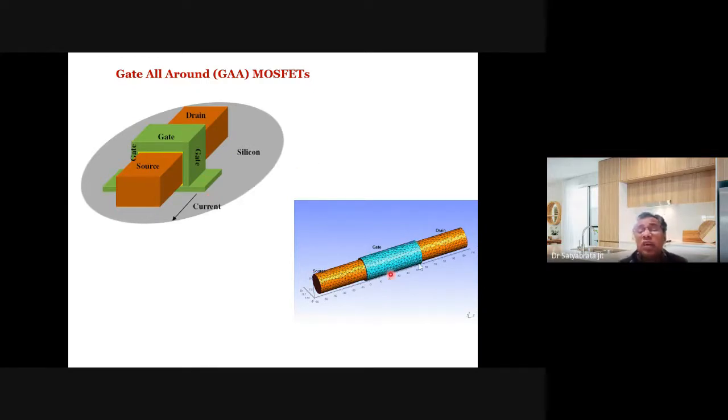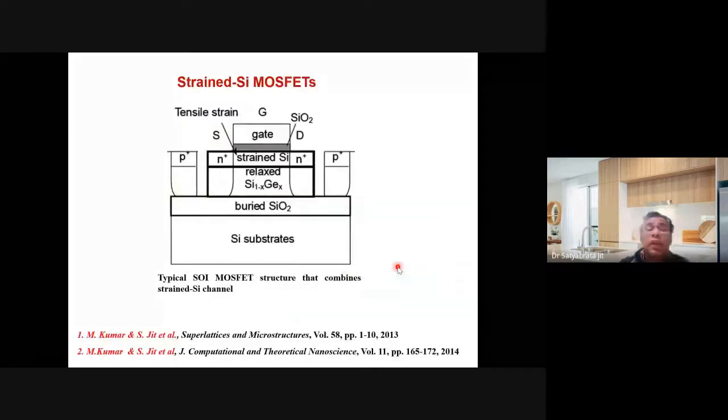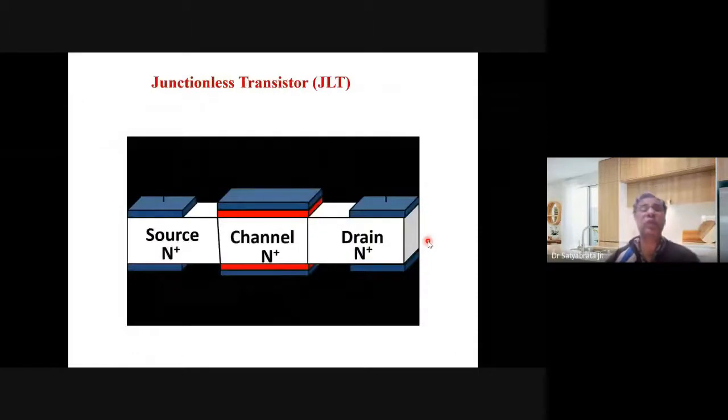So it is the gate all around, the cylindrical gate structure device. Here in this case, a strained silicon channel is used, with silicon germanium on that silicon channel, so that strain engineering can be introduced to improve its performance.